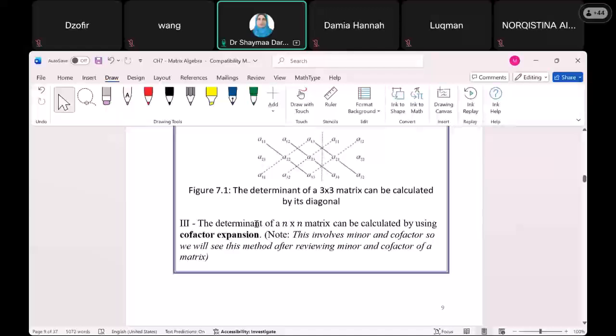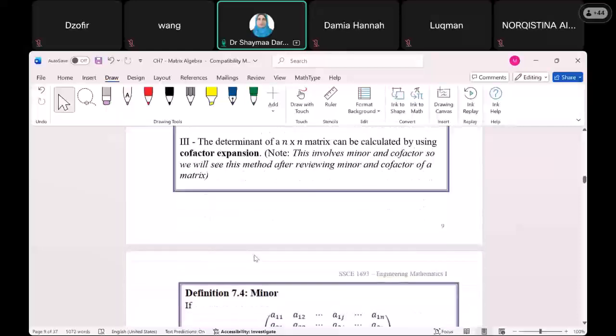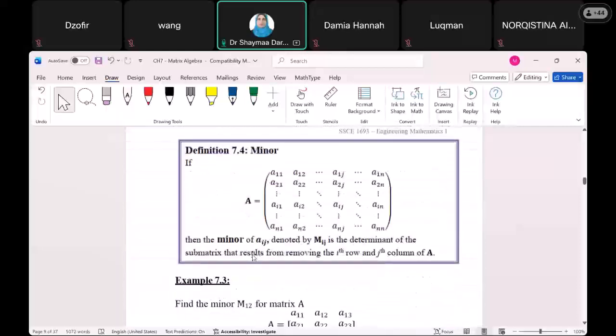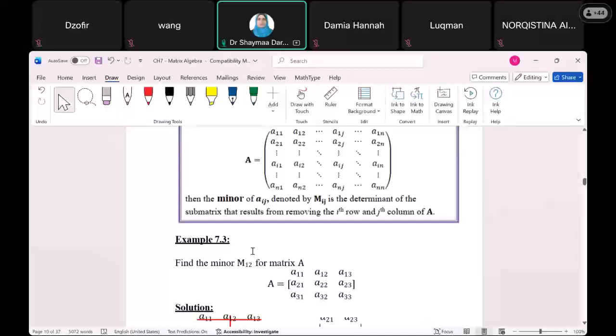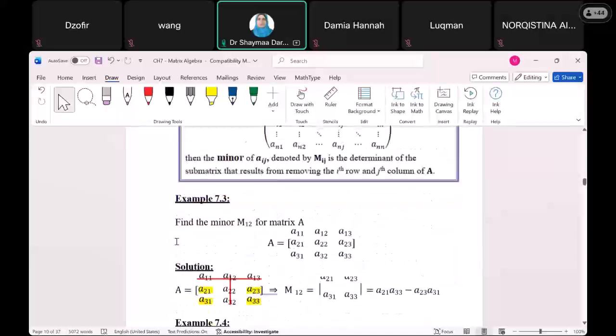You can find the determinant using what we call the minor and cofactors of the matrix. So let's learn the meaning of the minor of the matrix, how you can find the minor, and then how to find the cofactor of any element of the matrix. Consider we have this 3 times 3 matrix: A11, A12, A13, A21, A22.